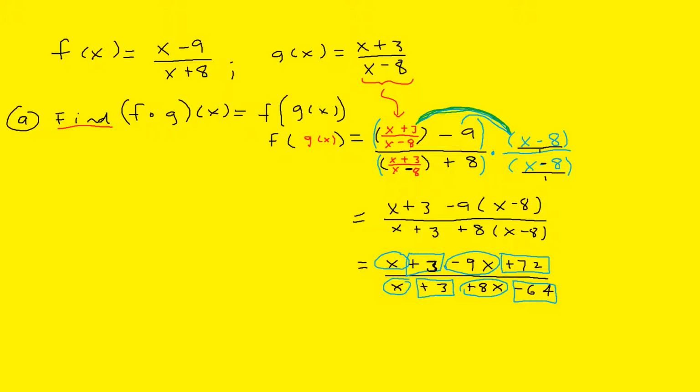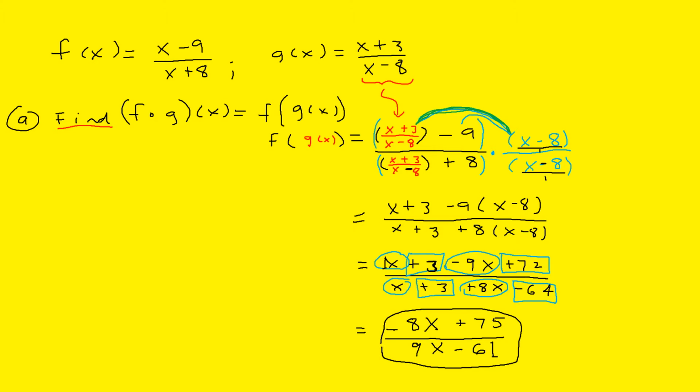Okay, so combining, we have a 1x and negative 9x are negative 8x. 3 and 72 are 75. And down below we got 1x plus 8x are 9x. And the 3 and the negative 64 are negative 61. And that is the composition. So that's part A. And then in part B, we will find the domain of the composition.